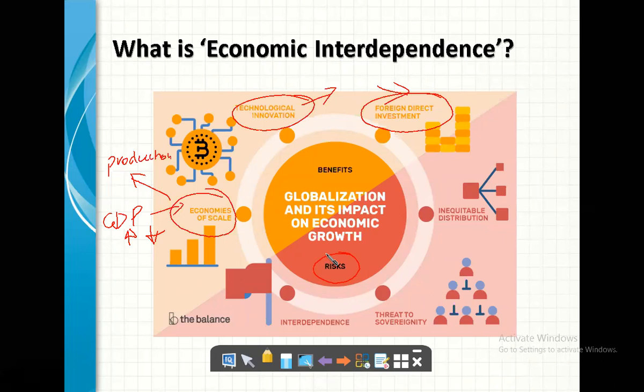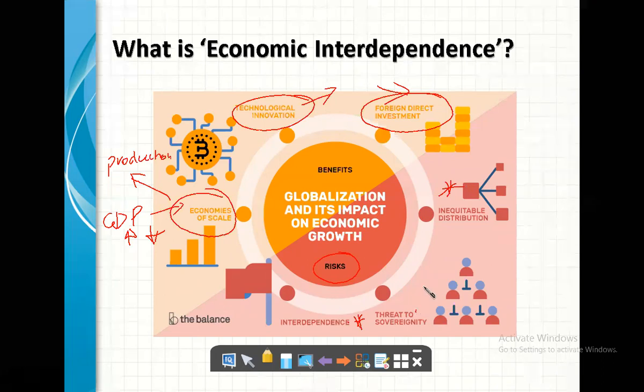Now there are negative sides to this interdependence. We become so interdependent that we cannot survive without any other economy. We are not self-reliant anymore. Is that clear? Yes. And we are also going to face inequitable distribution. That means we have to keep up with everybody or else we are going to be left far behind. And it is also a threat to our sovereignty.